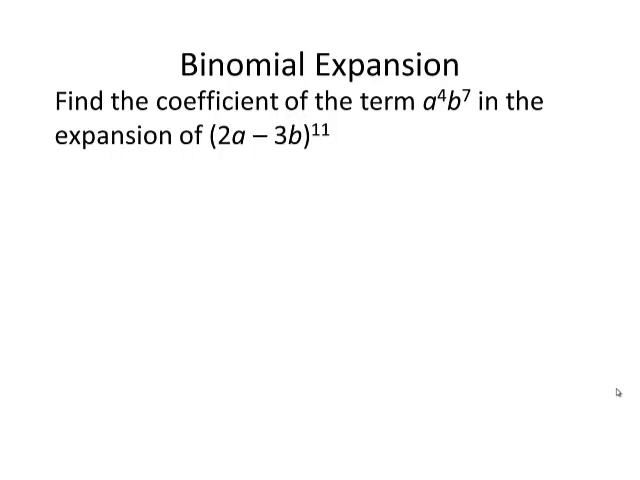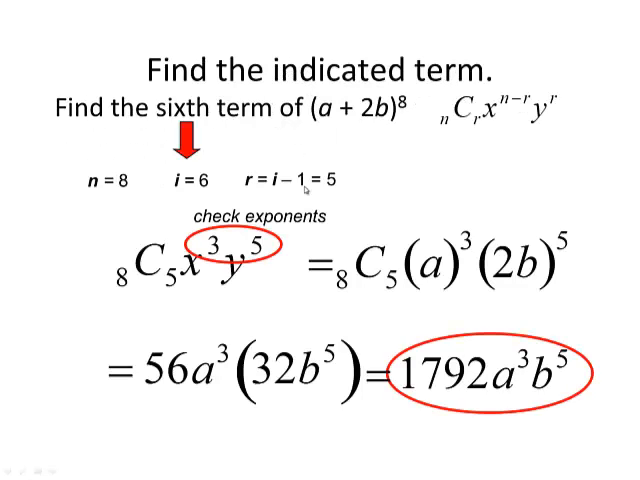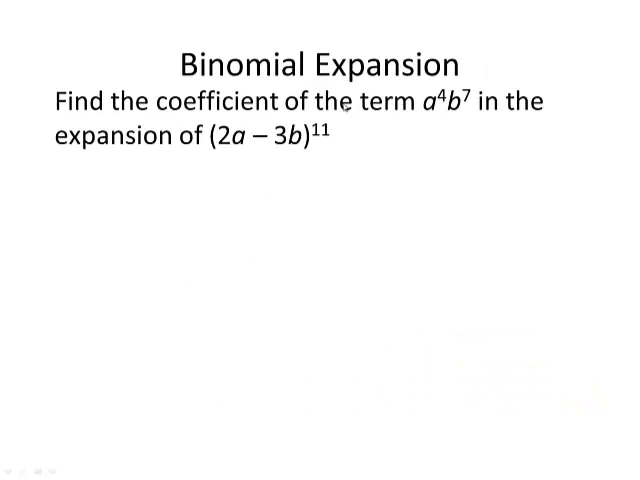Here's something a little different. I want to find the number in front of the term that has a to the 4th and b to the 7th in it when I'm expanding this. So this is kind of tricky. This kind of goes backwards. It's like the last problem where I said, well, if a to the 3rd and b to the 5th, what is this number in front? So I'm looking for this number for this binomial expansion.